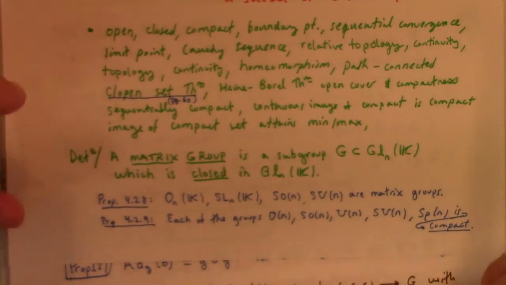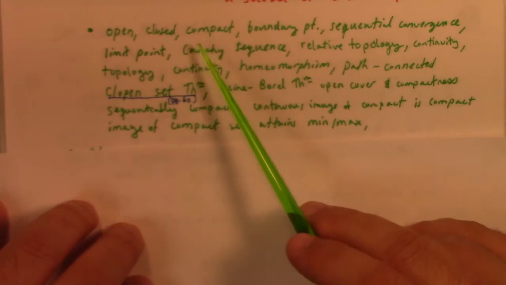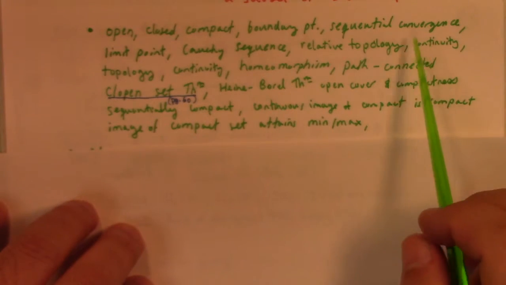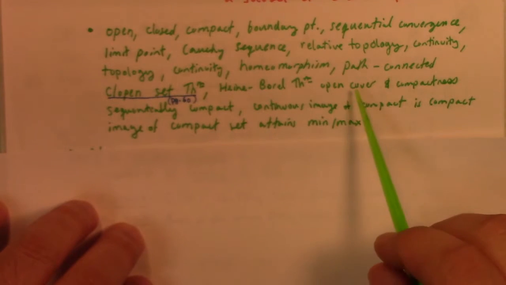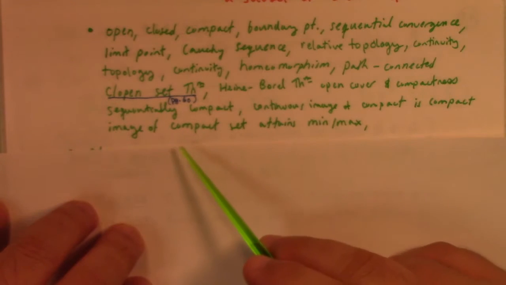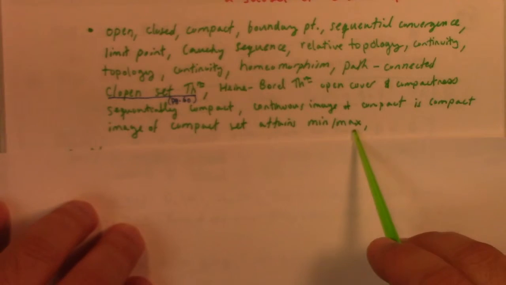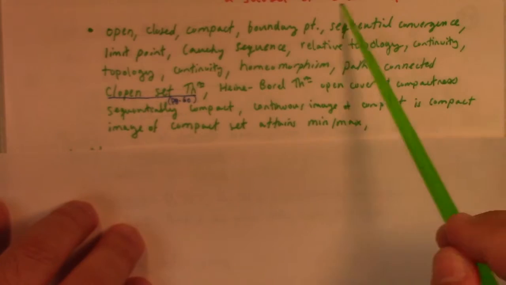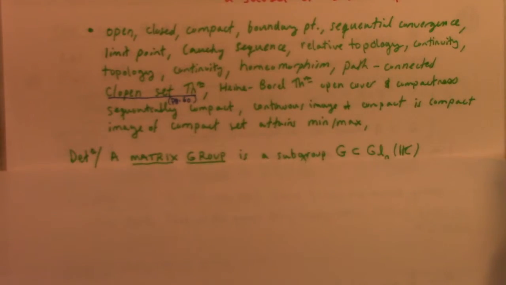Now, we also, in Chapter 7, have some discussion of open, closed, compact, boundary point, sequential convergence, limit point, Cauchy sequence, relative topology, continuity, homomorphism, path-connected, clopen set, the Heine-Borel theorem, open cover compactness, sequentially compact, continuous image of compact is compact, and the image of a compact set attains its min and max. Oh, always a good one to know about. So basically all your favorite analysis is discussed in the current context, and so anyway, I'll let you read that.